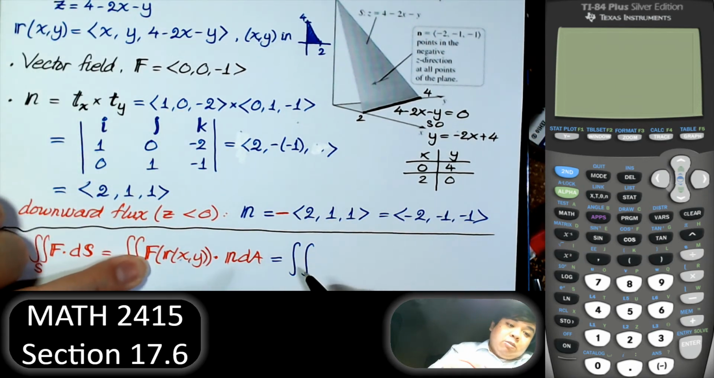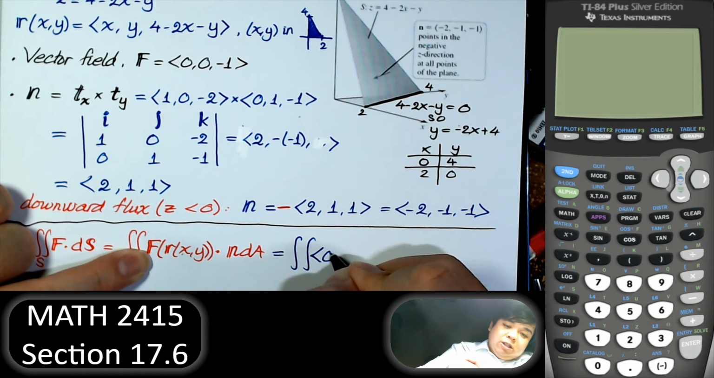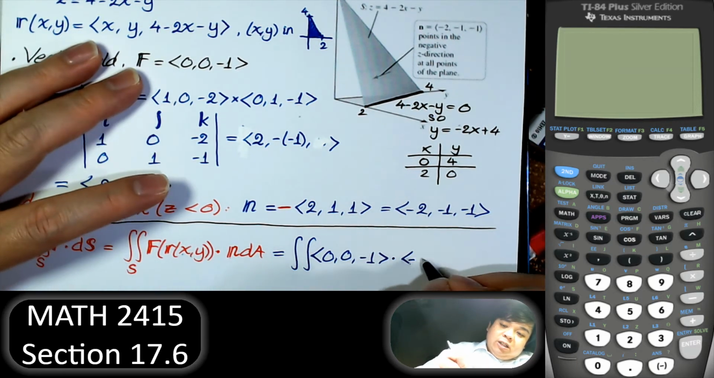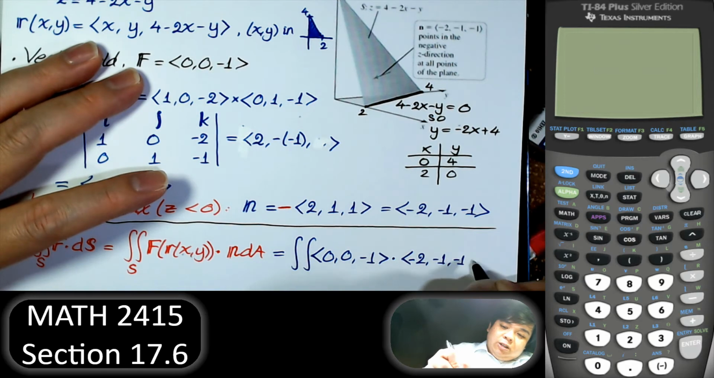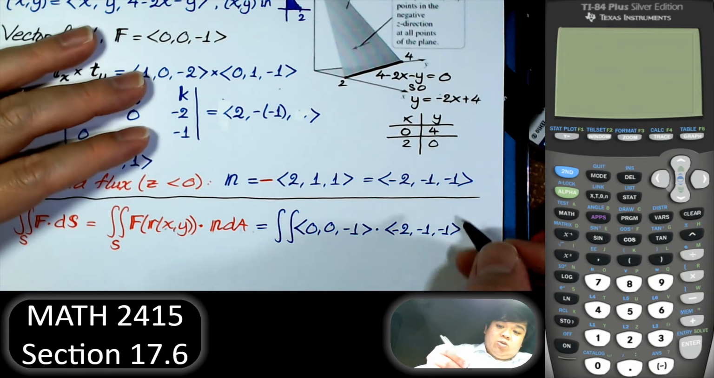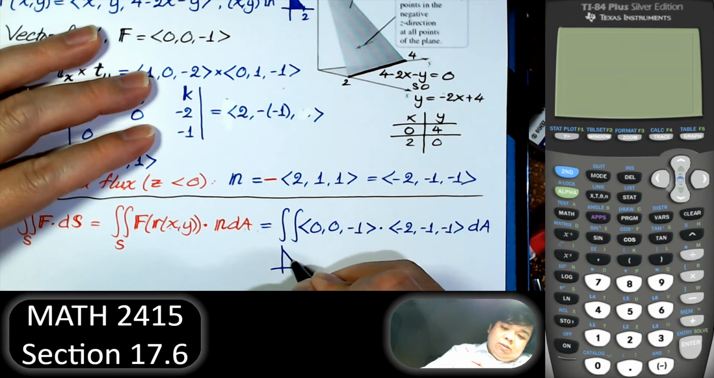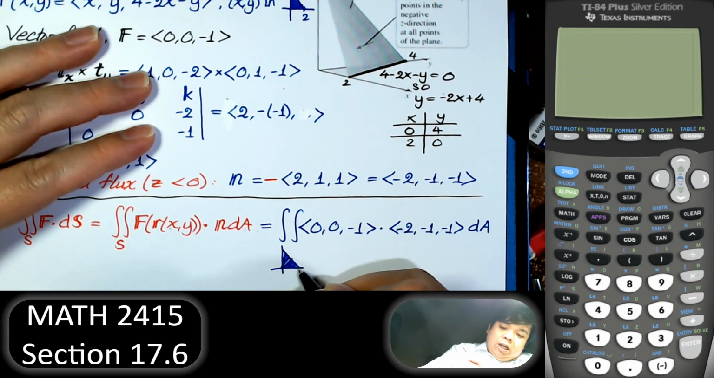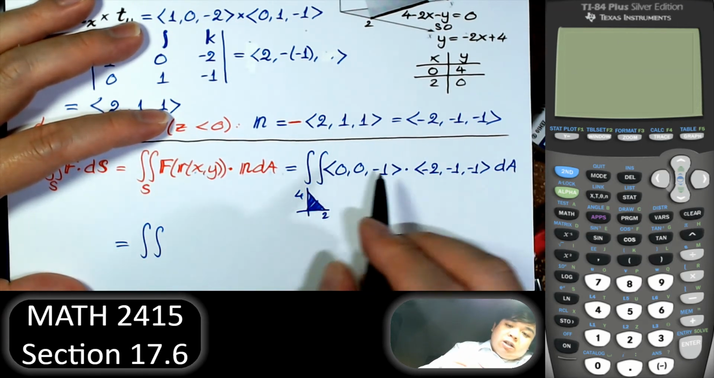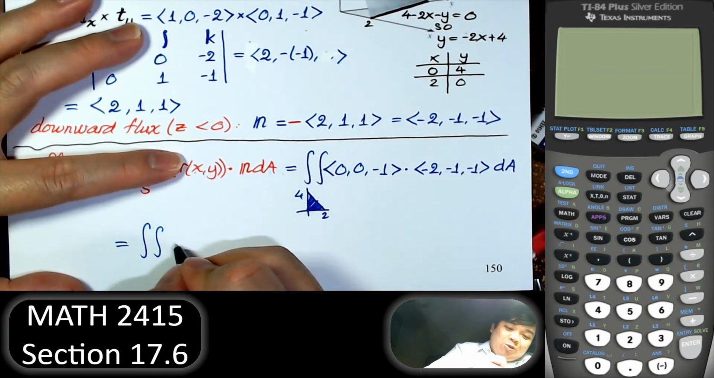Now the vector field in terms of xy, in terms of the parameter, dot product, the normal vector (-2, -1, 1), and dA, because in this case they are just xy, so we can just write dA, which is this triangle. Right, let's just do the dot product. 0 plus 0 plus 1. So the dot product gives us 1.